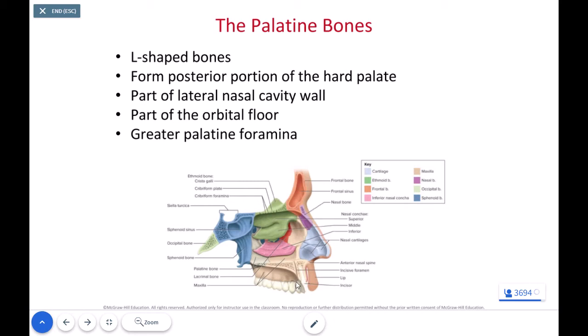But then the posterior portion of our hard palate, I'm going to tempt fate here. I'm going to try to draw again. Let's see how it goes. So back here we have the palatine bone, circled in red, and the maxillae circled in blue. They both work together to make the hard palate. The palatine is going to be the posterior of the hard palate.